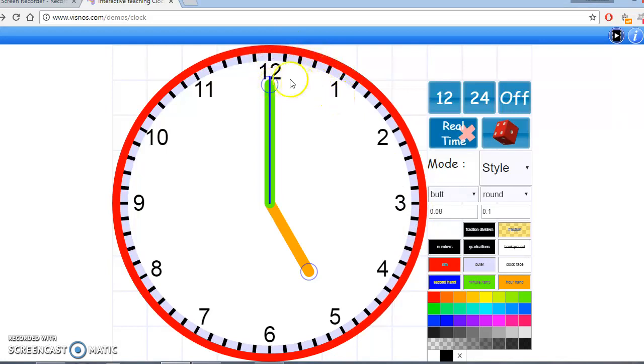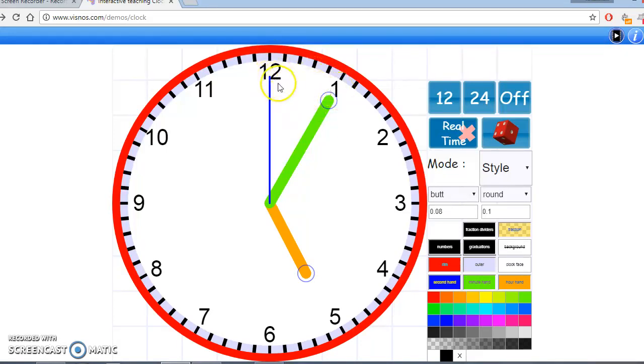Because if you have a look, these numbers around the side show us the 5-minute intervals. For example, if I move my minute hand to the 1, I know that 1, 2, 3, 4, 5 minutes have passed. So this 1 tells me this is my first lot of 5. So it might be an idea to practice counting in your 5s to give you a bit of a head start on next week's learning.